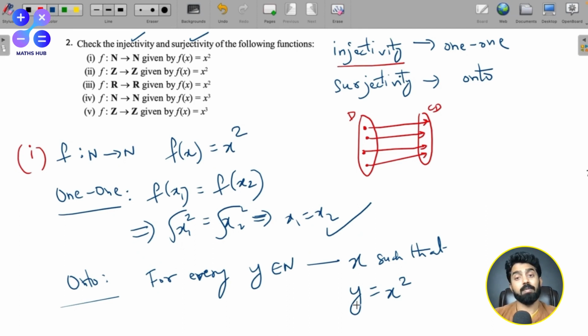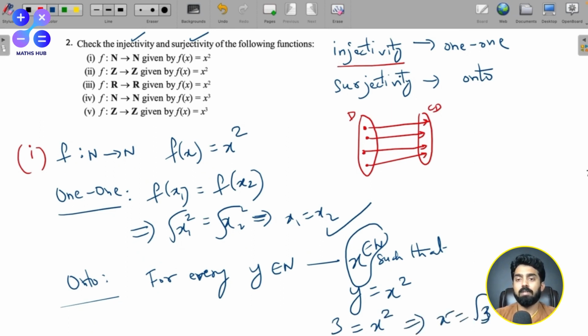And that's not going to happen, because y is a set of natural numbers and x is also a set of natural numbers. So let's say y is 3, right? Can you find an x that belongs to N such that y equals x square? You can't. If y is 3, then x square is 3, so x would be root 3, which does not belong to N, correct? So this makes it clear that this function is not an onto function.